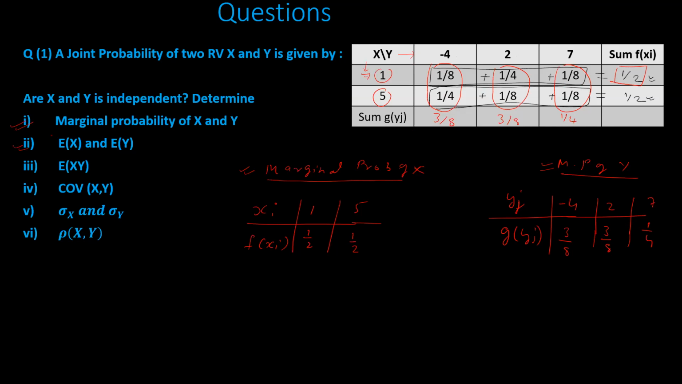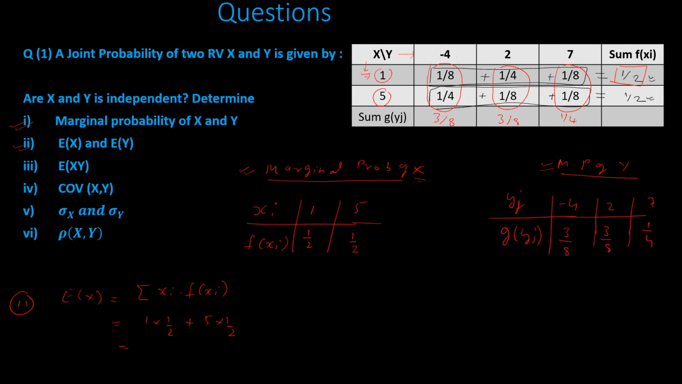Next is, let us find the expectation of x and y. So directly we can find the expectation of x. What is the formula for expectation of x? Can you tell me what is the expectation of x? You are talking about E of x, okay? So you have to only focus upon the marginal probability of x. The formula is summation of xi into f of xi, so you have to look at the marginal probability of x table. The E of x value will be 1 into 1 by 2 plus 5 into 1 by 2.